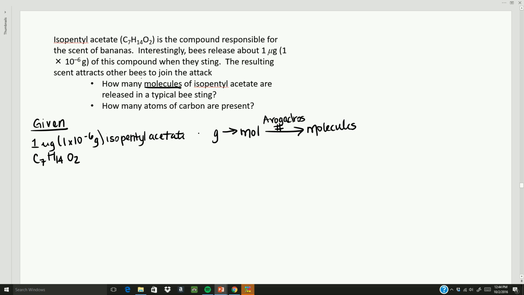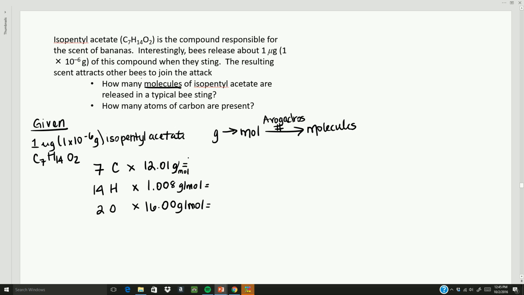So we need to calculate the molar mass of isopentyl acetate. So we look at our formula. We have 7 carbons, so 7 times the atomic mass of carbon, which is 12.01 grams. We have 14 hydrogens, and this is per 1 mole, remember. Okay, 14 hydrogens times 1.008 grams per mole. And lastly, we have 2 oxygens times 16.00 grams per mole.